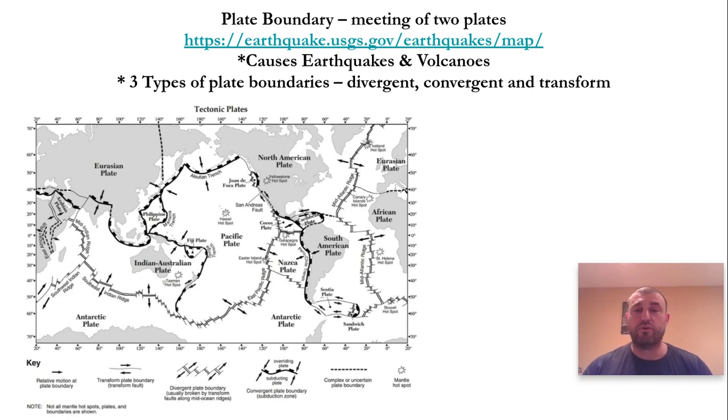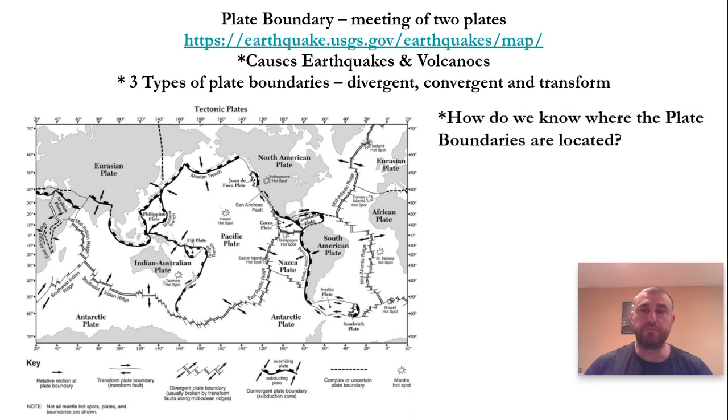All right, and we're going to go over how to read this map, and we're going to do a lab using this map. So how do we know where the plate boundaries are located?